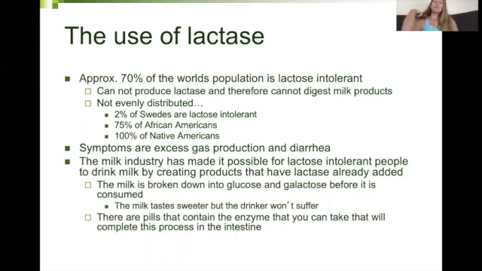And so the ability to produce the gene later into life stayed with you because there was an evolutionary benefit to it. The milk industry has made it possible for lactose intolerant people to drink it by creating products that have lactase in it already. And so when you buy the lactose-free milk, it's already been pre-digested for you.